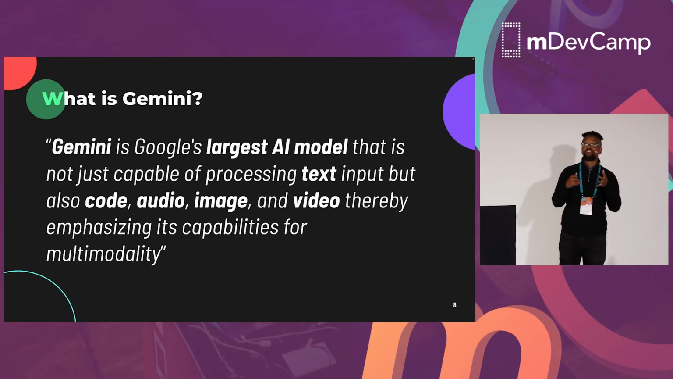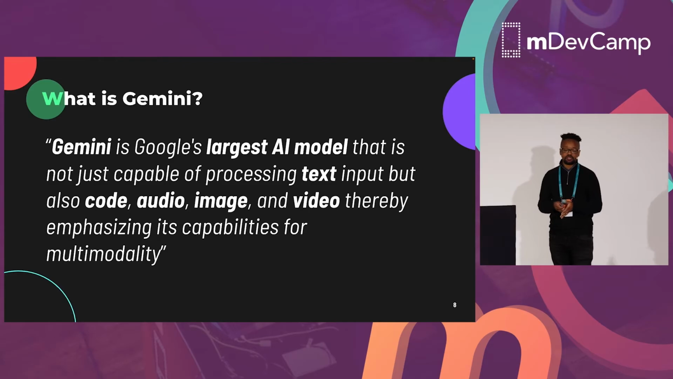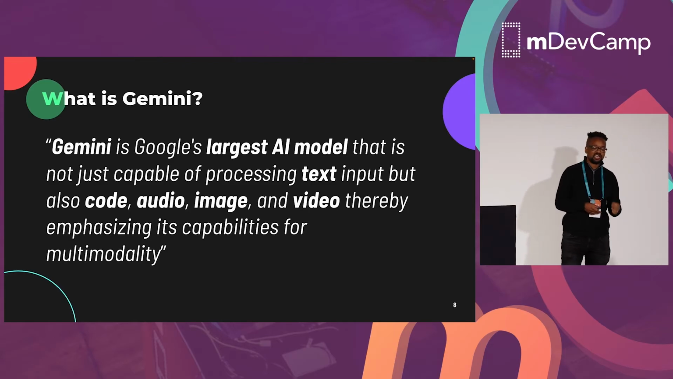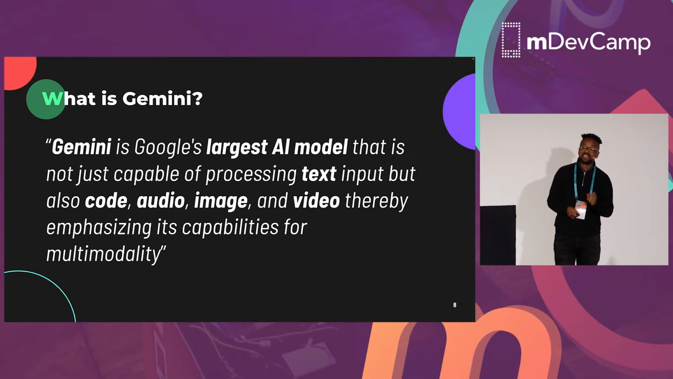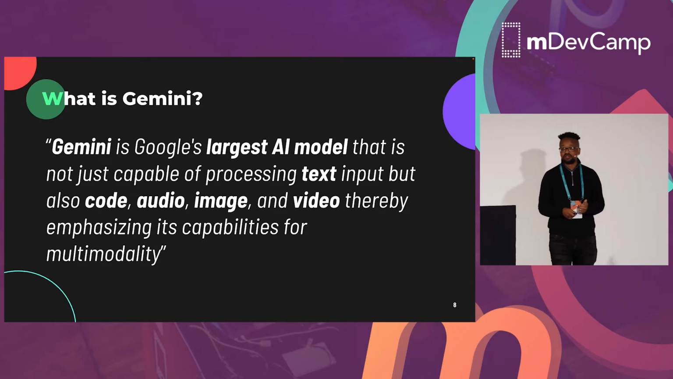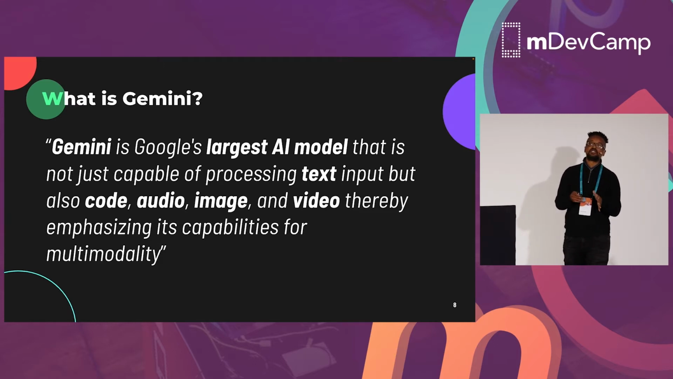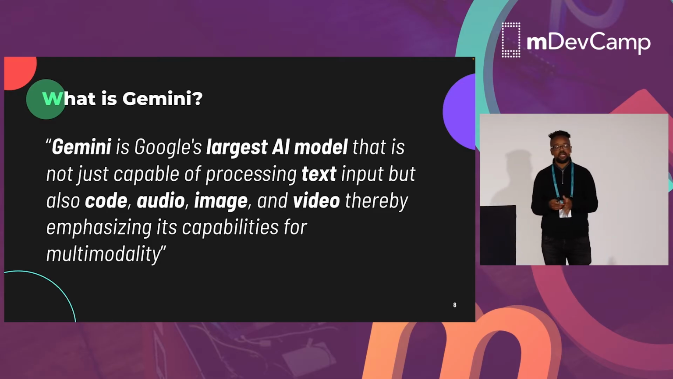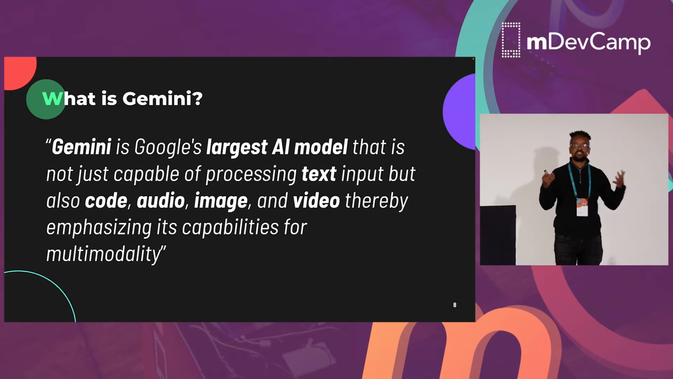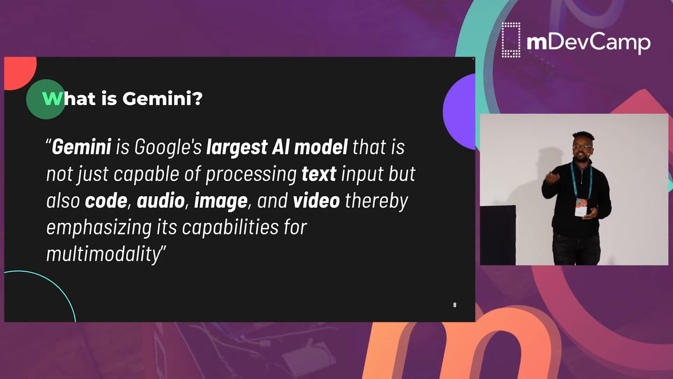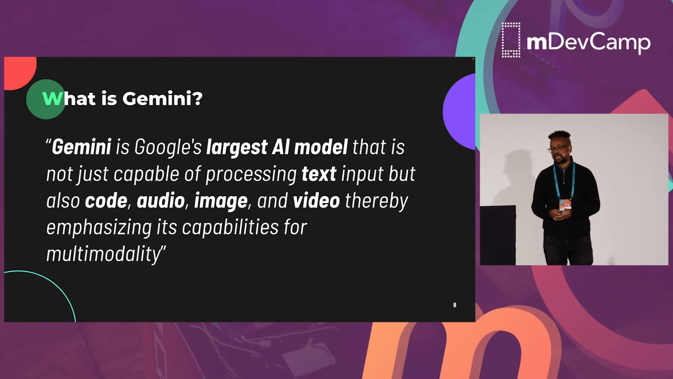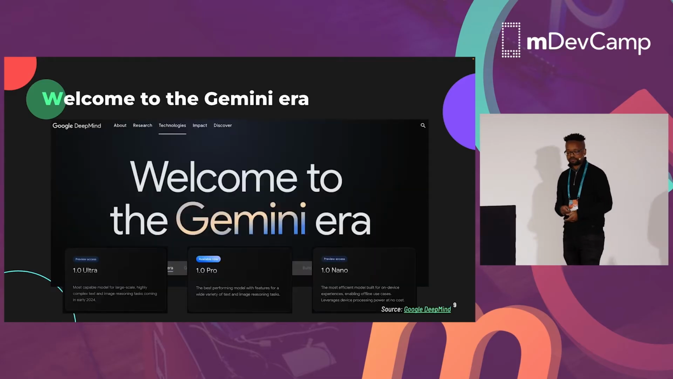Then, to understand what Gemini is actually about, Gemini is Google's largest AI model that is not just capable of processing text input, but also code, audio, image, and video, thereby emphasizing its capabilities for multimodality. And that basically means that it can take multiple types of data, multiple types of input, and actually generate something from that information that you've given it.